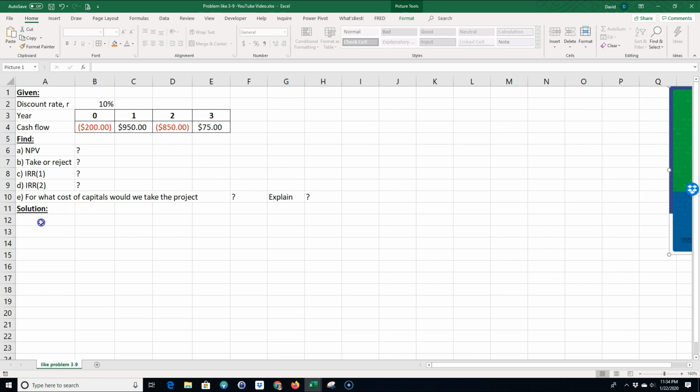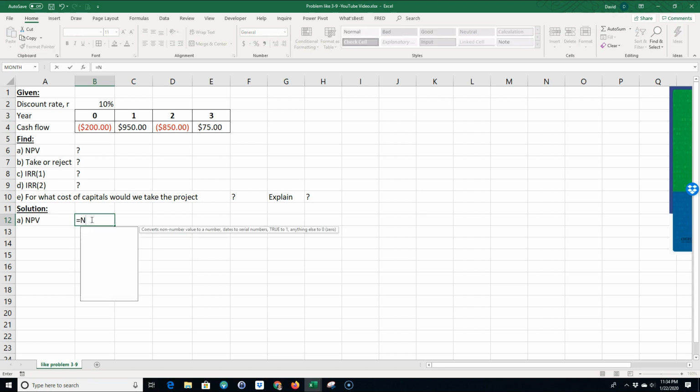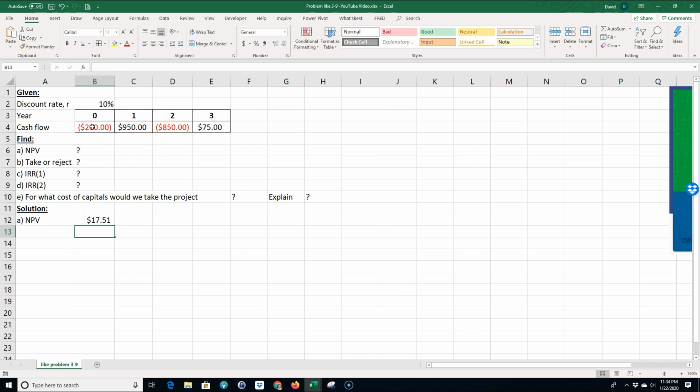All right, so first of all, let's do part A. So of course, the net present value formula, that's going to be equals NPV. The first thing it asks for is the rate, which is right here, and then it asks for the cash flows. Now remember, in net present value, you don't want to use the cash flow at time zero. It assumes you're starting with the cash flow at year one, and then you have to add back in time zero separately. Okay, so you get a net present value of $17.51.